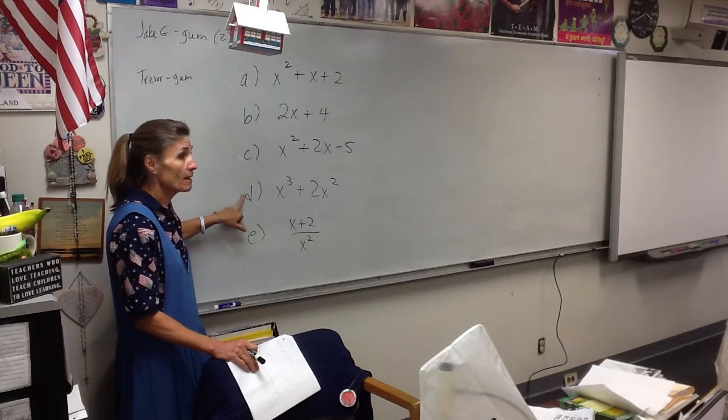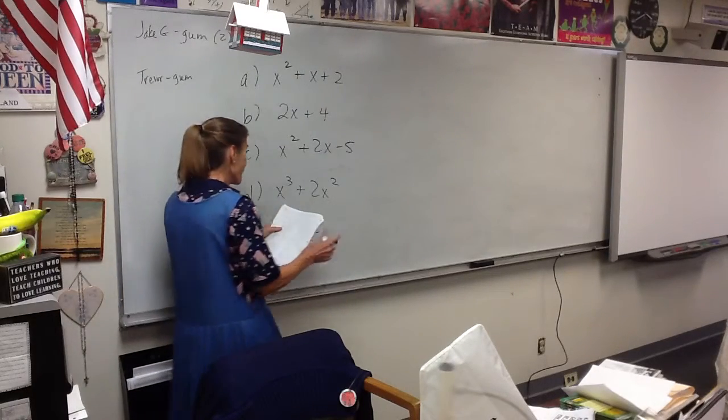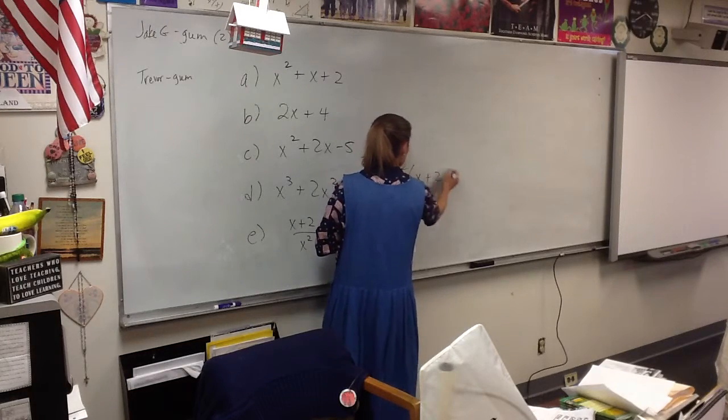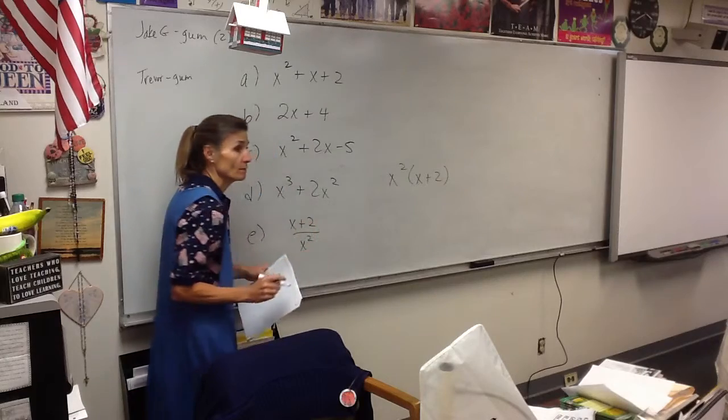D. Anybody have any question about D? Where did you get x cubed? When we multiply F times G, we're taking x squared times x plus 2. And when you take x squared times x, you get x cubed, right?